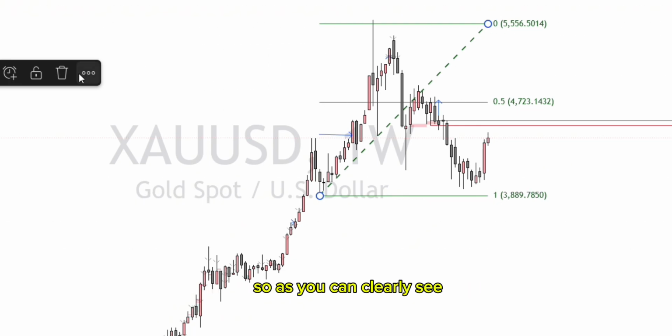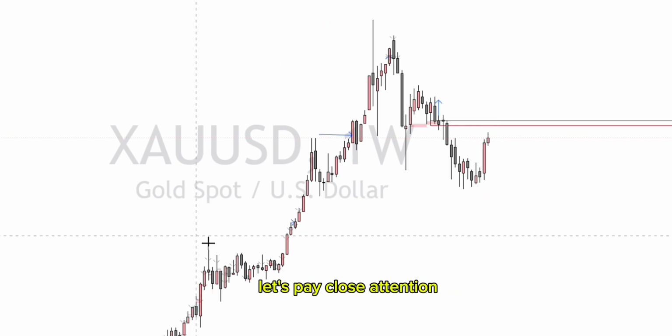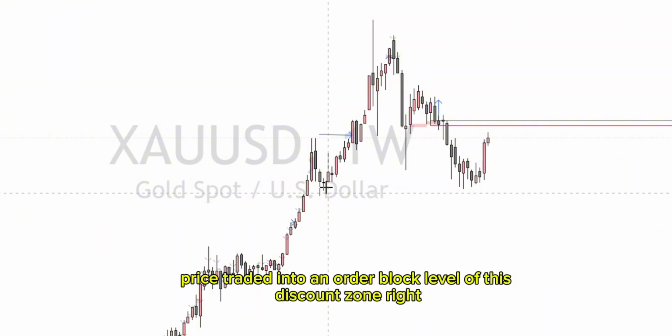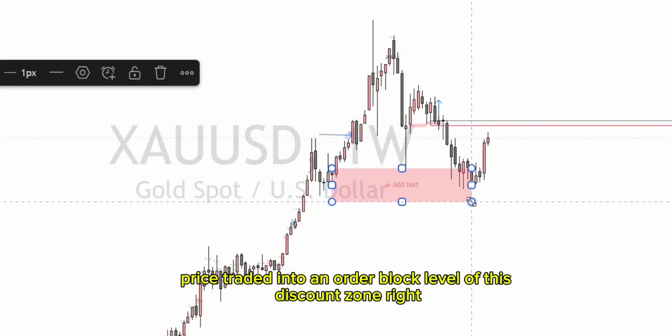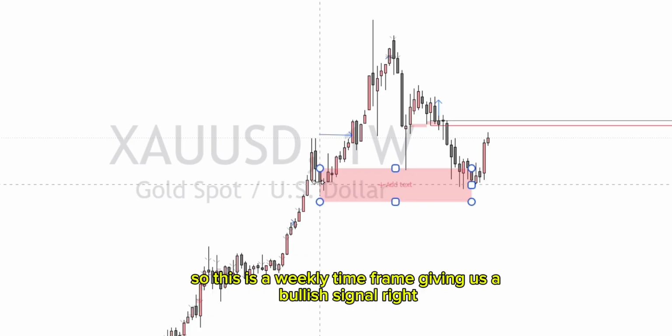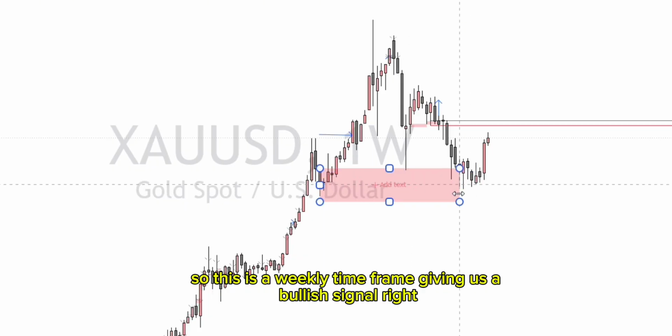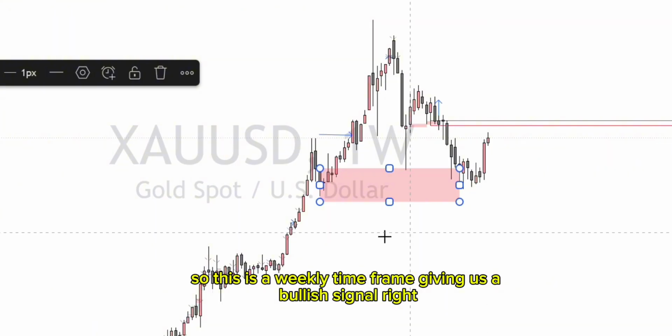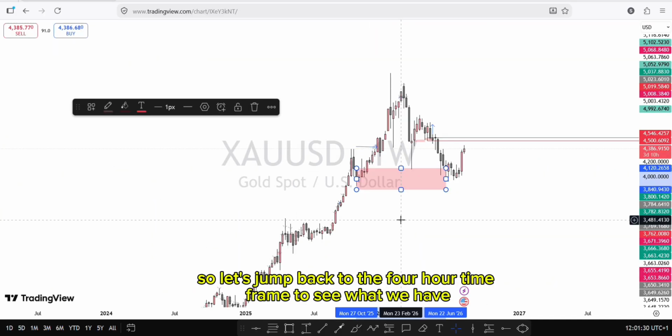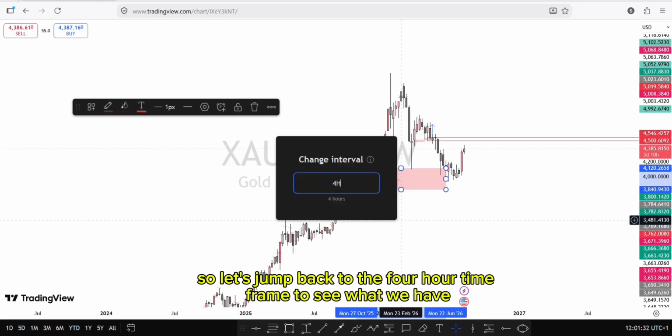So as you can clearly see, let's pay close attention. As you can clearly see, price traded into an order block level of this discount zone, right? So this is a weekly time frame giving us a bullish signal, right? So let's jump back to the 4-hour time frame to see what we have.